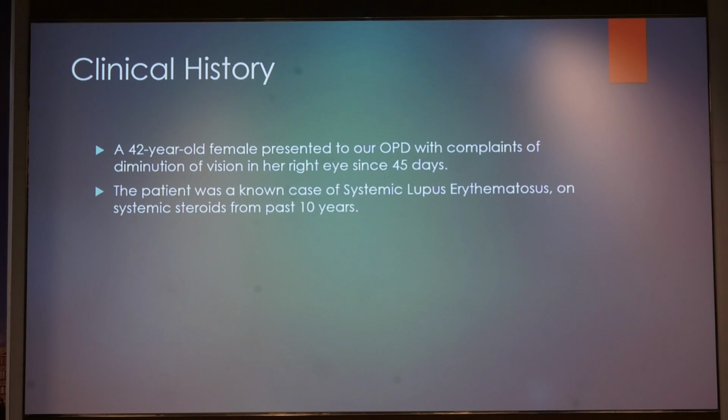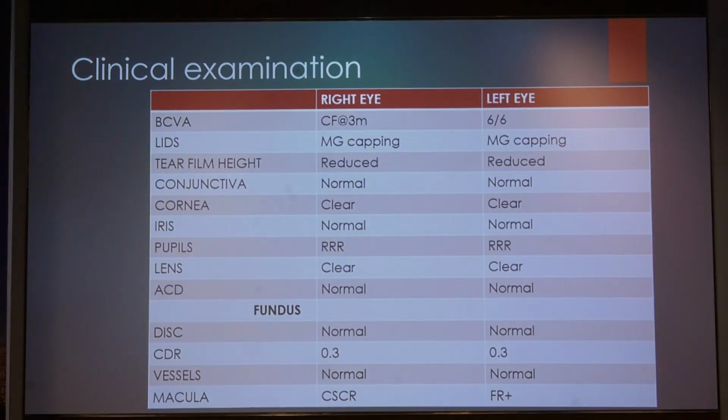A 42-year-old female presented to our OPD with complaints of diminution of vision in her right eye since 45 days. The patient was also a known case of systemic lupus erythematosus on systemic steroids for the past 10 years. On examination, her visual acuity in the right eye was counting fingers at 3 meters and the left eye was 6/6. The anterior segment evaluation revealed signs of dry eye. Fundus examination revealed a neurosensory detachment and loss of foveal reflex in the right eye, approximately 2 disc diameters in area, and the left eye was essentially normal.